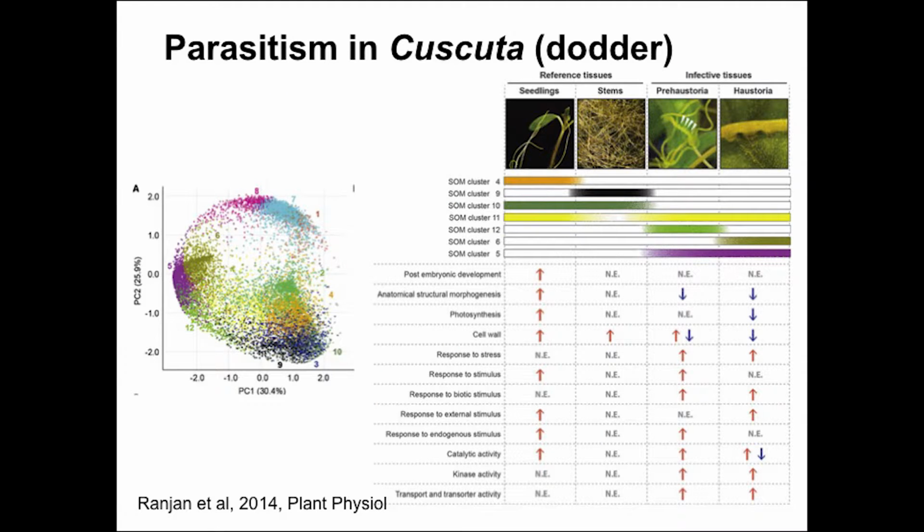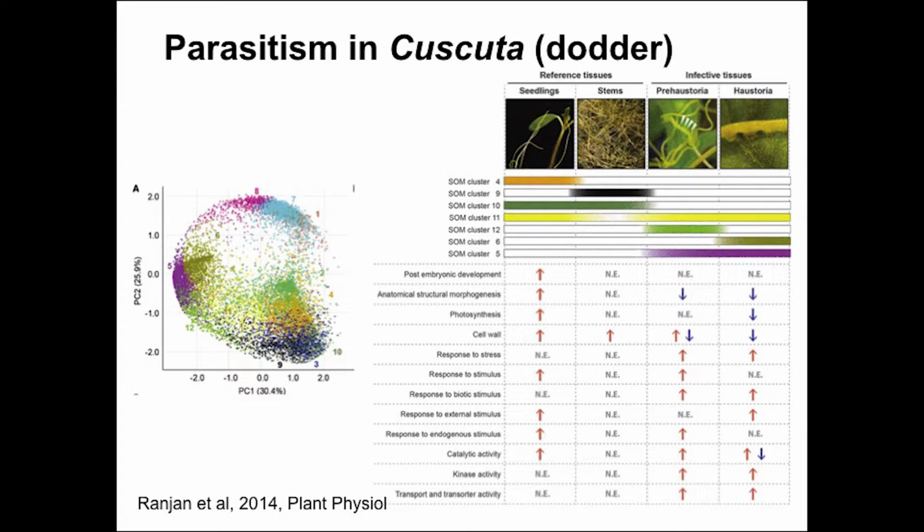This is another recent study looking at parasitism in dodder. So you know that dodder will germinate and grow, but then once it finds a host, it forms a haustorium that will allow it to invade and parasitize that plant. So this lab was looking at how that process of parasitism happens. And again, they're doing RNA-seq on these different sample types, and they've aligned it to their reference transcriptome.